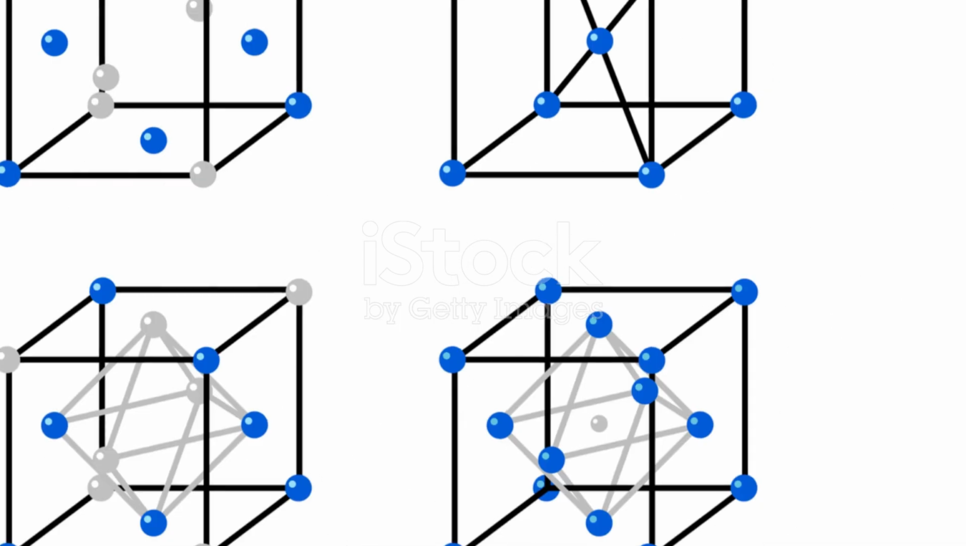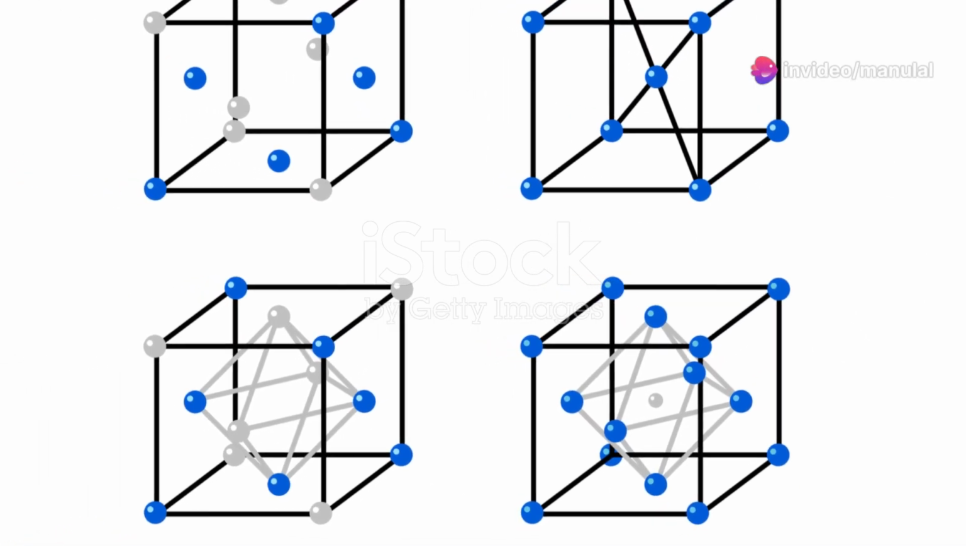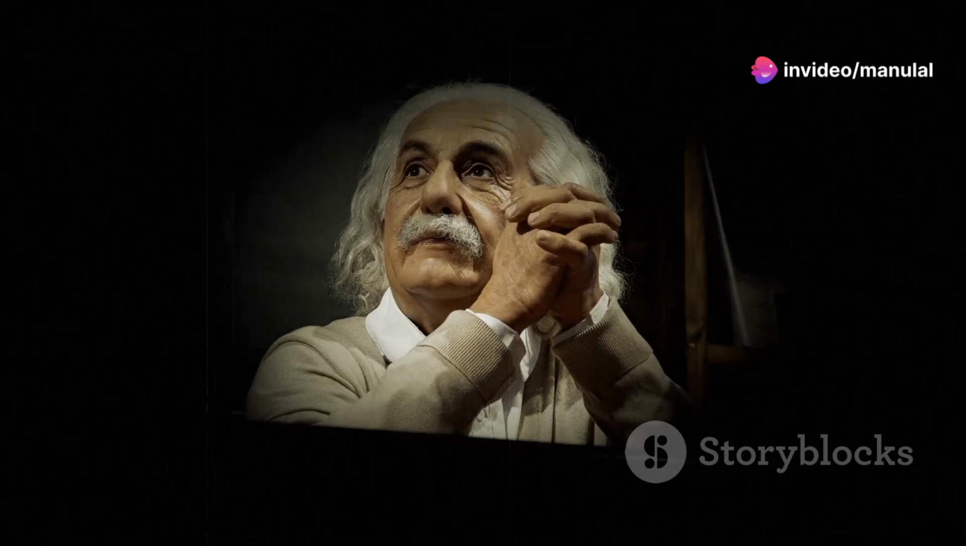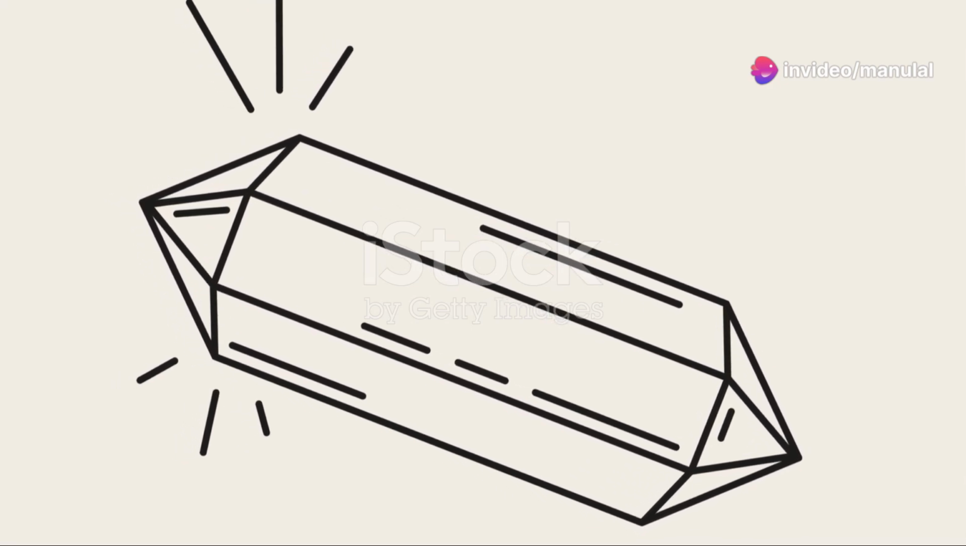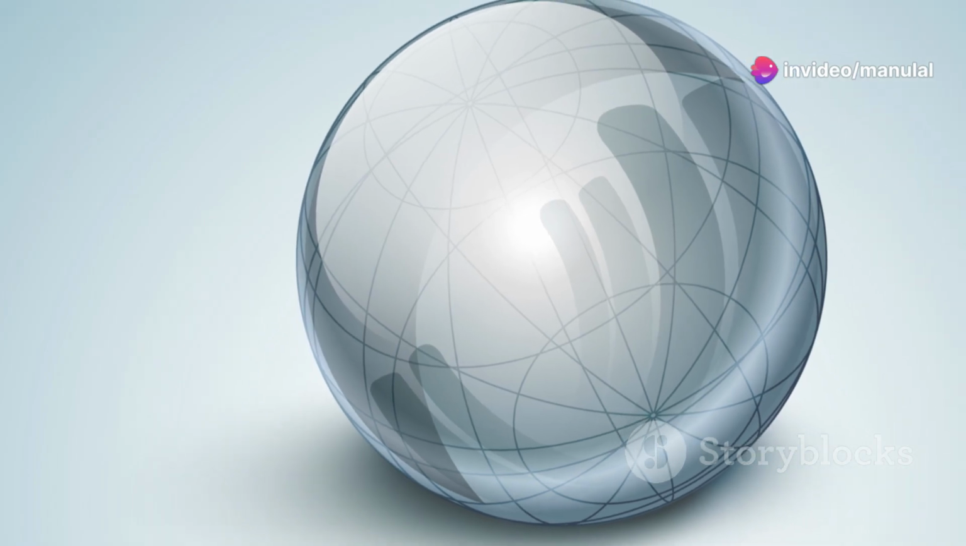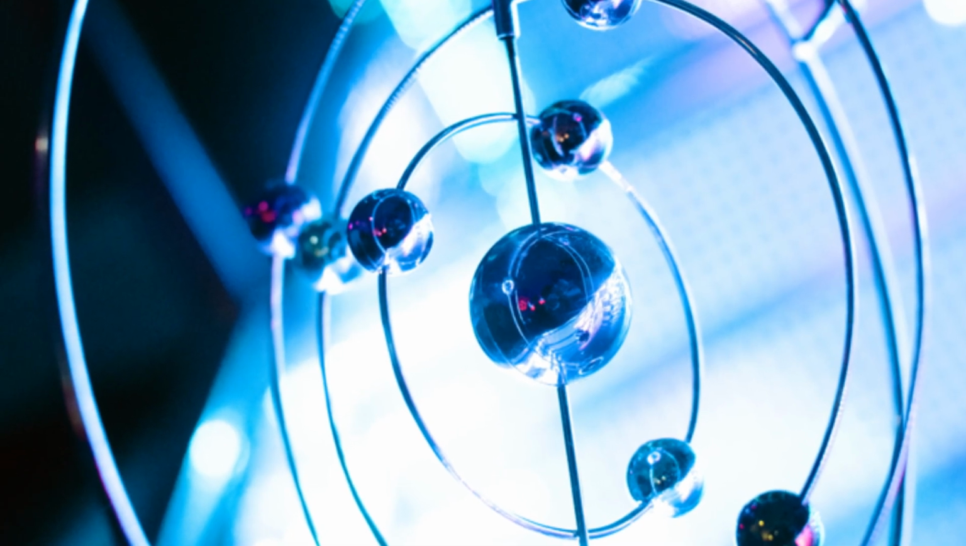Now let's introduce another crucial element in our exploration of X-ray diffraction, the Ewald sphere. Named after Paul Peter Ewald, a German physicist, the Ewald sphere is a geometric construction that helps us visualize and predict the directions in which diffraction will occur. Imagine a sphere with its center located at the center of the crystal. The radius of this sphere is determined by the wavelength of the X-rays used. This is the Ewald sphere.